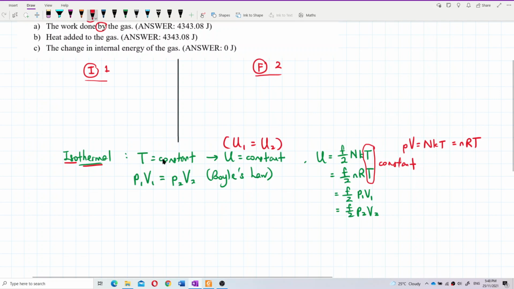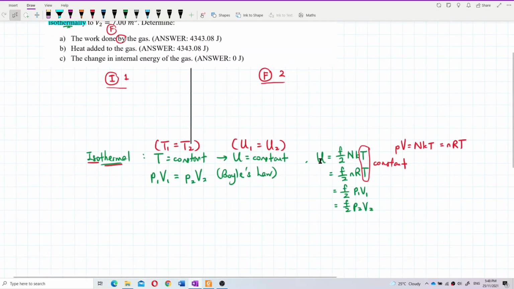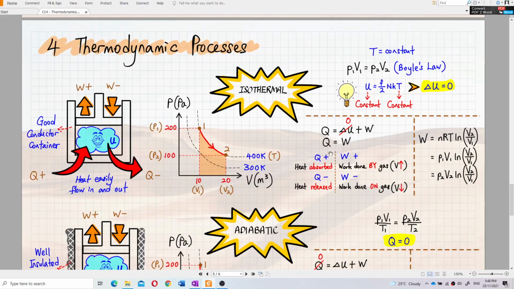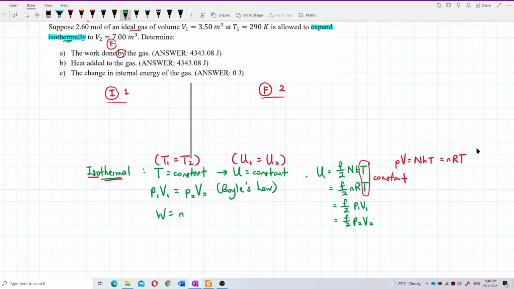Temperature 1 is the same as temperature 2. Okay, what else? I think that's enough. We can find the work done formula. Let's list down the work done formula: nRT ln V2 over V1. That's our formula. Work done is nRT ln V final over V initial. This is an isothermal process.